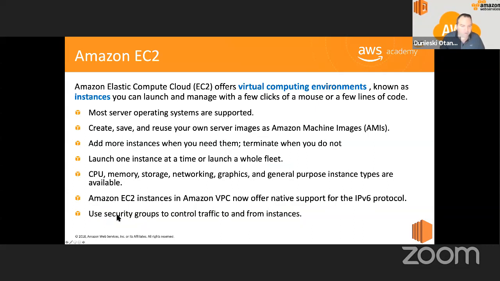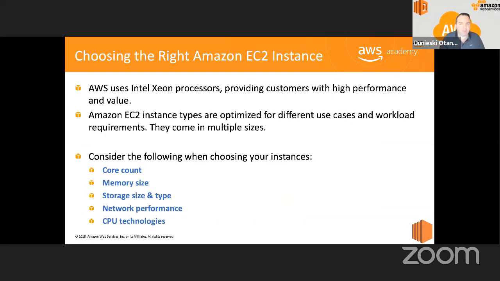And then we can use security groups to control traffic to and from the instances. Okay. Now, choosing the right Amazon EC2 instance is very important. You have to know what the company needs. You don't want to provide an instance that has power you're not going to use, or you don't want to go the other way and lack power, right? So AWS uses Intel Xeon processors.